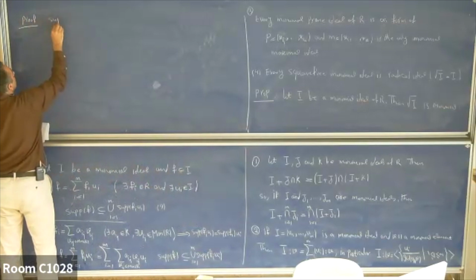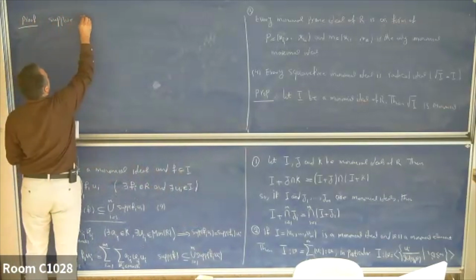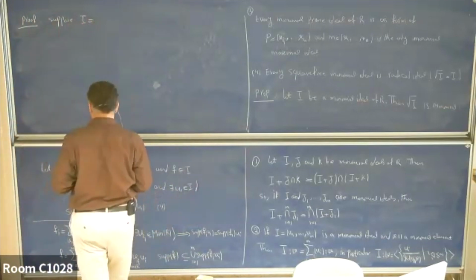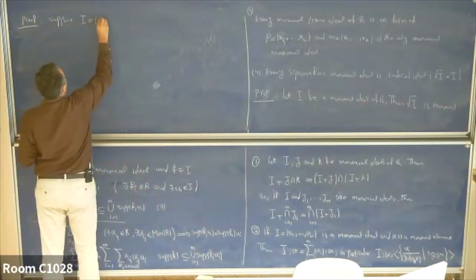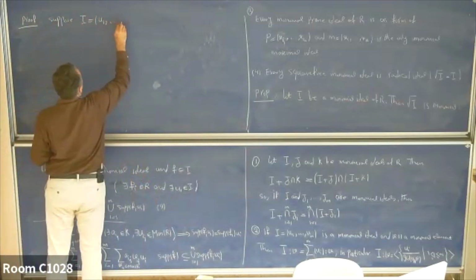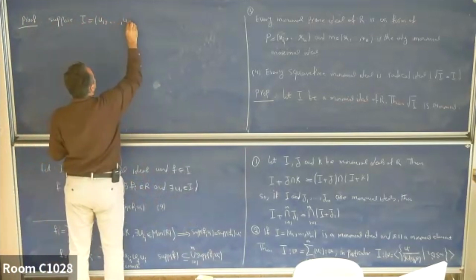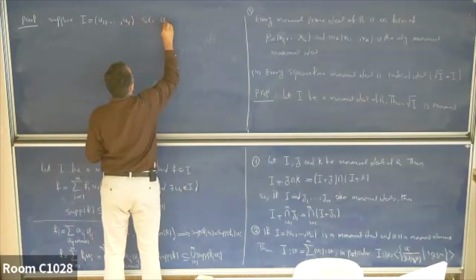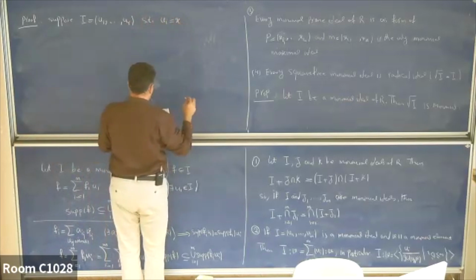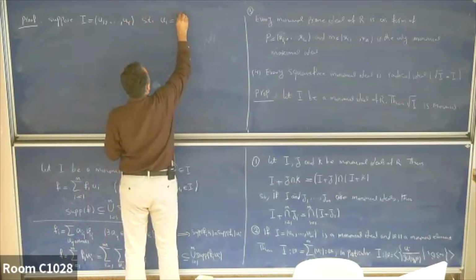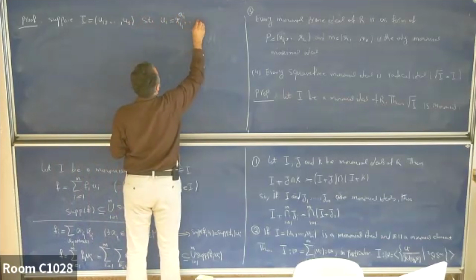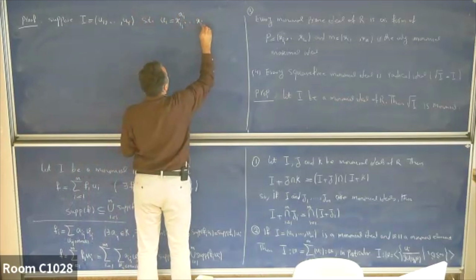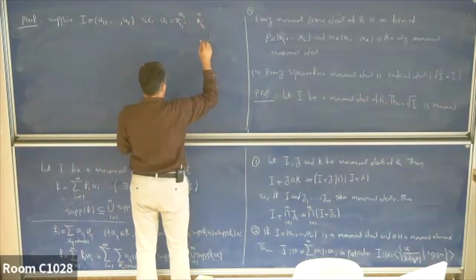Suppose you know that every monomial ideal is finitely generated, as in Dickson's lemma. Suppose I = ⟨u1, ..., ur⟩ such that ui = x_{i1}^{r_{i1}} ... x_{ik}^{r_{ik}}.